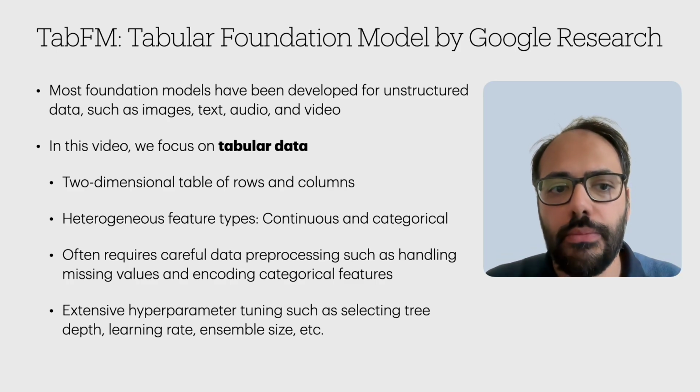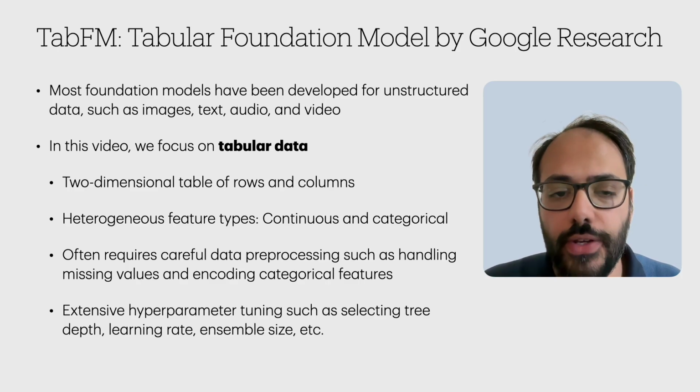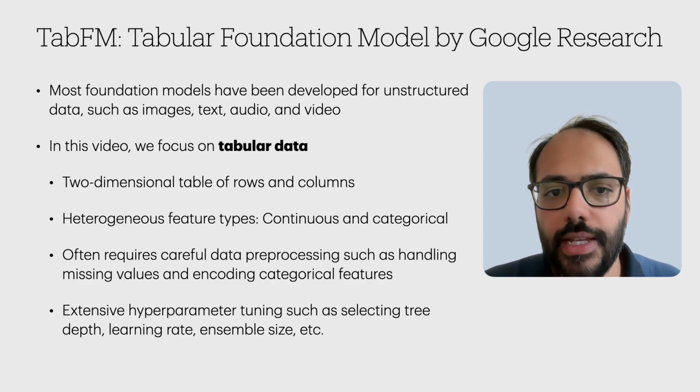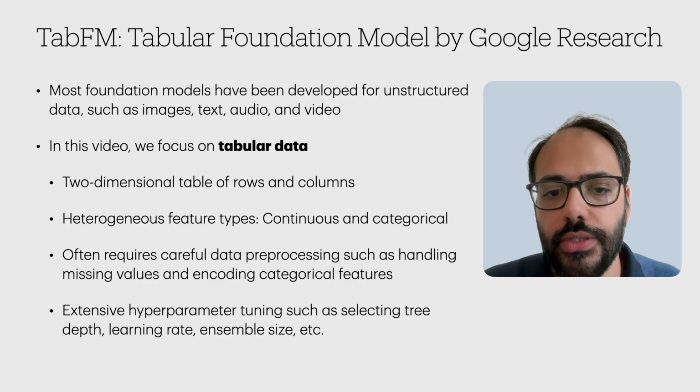You can think of tabular data as a two-dimensional table or matrix where we have rows and columns. Rows in this case correspond to samples, examples, or observations, and columns correspond to features or attributes. And there are several challenges when working with tabular data. The first challenge is that we usually have to deal with heterogeneous data types, meaning that we have a mixture of continuous and categorical variables.